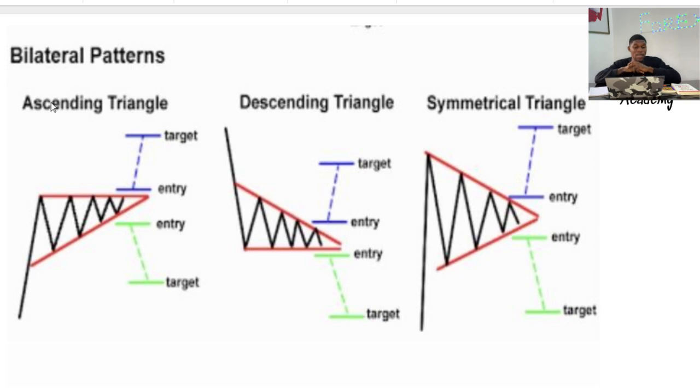Yeah. Try to look at the overall time frame. Look at markets on the larger picture. So looking at this bilateral pattern, you might not really know if market wants to go up or come down.